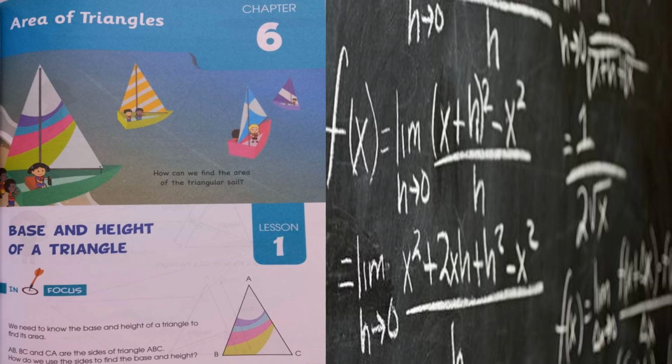Hi children, and welcome to lesson number 1 of chapter 6, area of triangles. In this lesson, we are going to cover the topic base and height of a triangle, because in order to find out the area of a triangle, we need to know the base and height of a triangle.